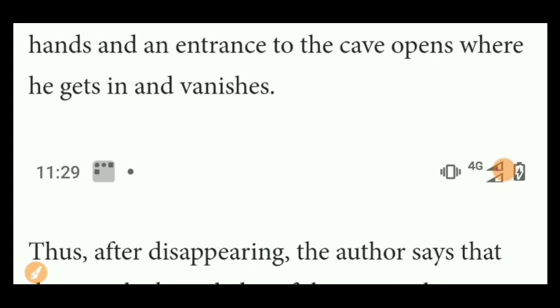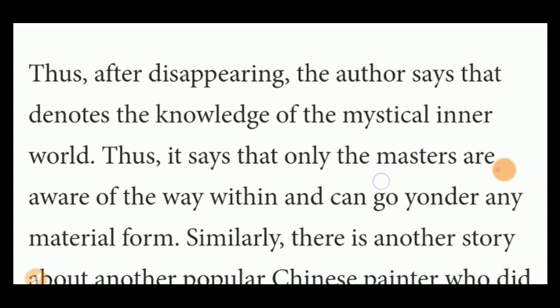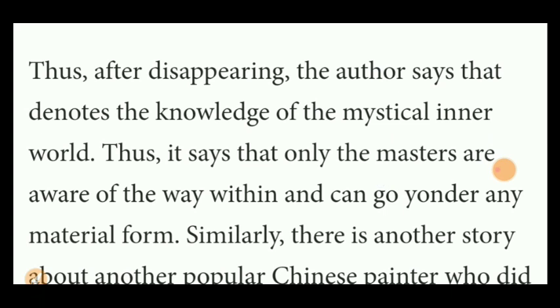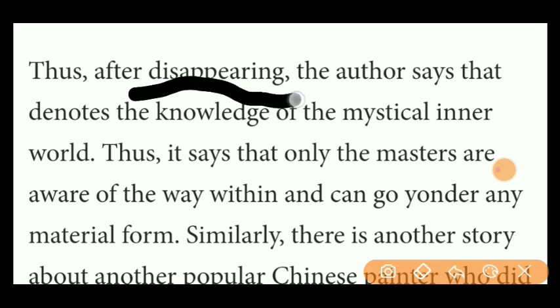Now, this is really surprising, that in a painting one can enter, because in the painting he showed some forests, waterfalls, a cave, but when he clapped his hands, the entrance of the cave opened and he went in, and after that he vanished. The painter, what was the name of the painter? Wu Daozi. He vanished, he disappeared. So thus, after disappearing, as I already told you, he vanished, disappeared.